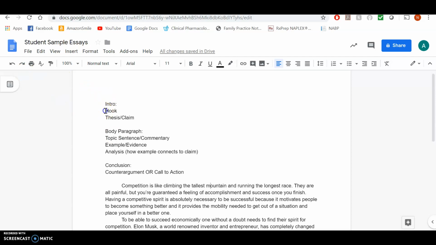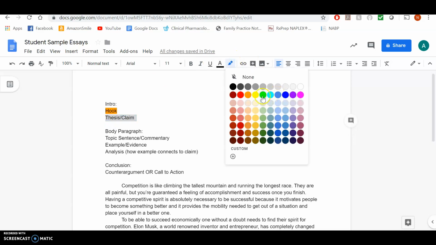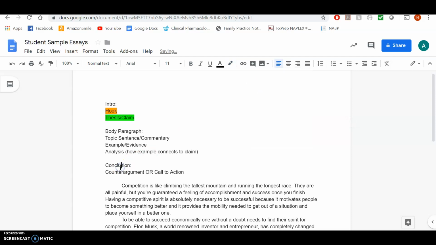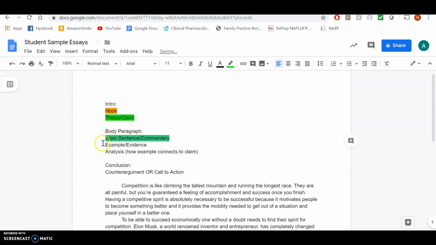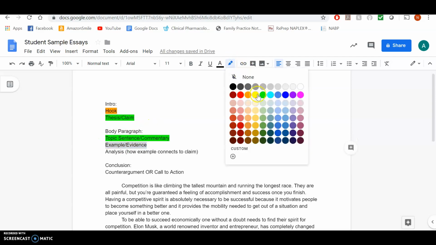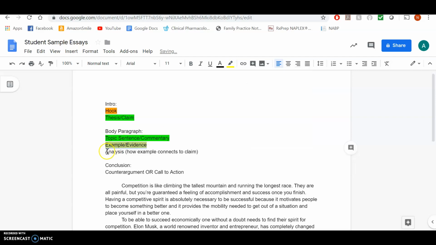So for the intro paragraph, I'm going to be highlighting the hook in orange, your thesis or claim, which I use the two terms interchangeably, that's going to be in green. And then we look at our body paragraphs. Your topic sentence or commentary are going to be in green as well. Your example or evidence, again, I use those interchangeably, is going to be in yellow.